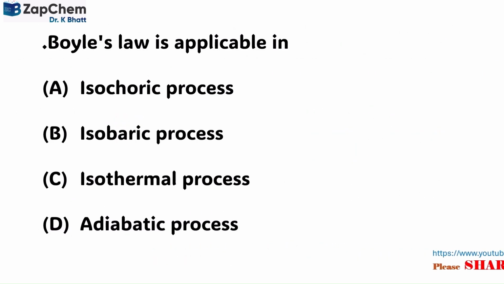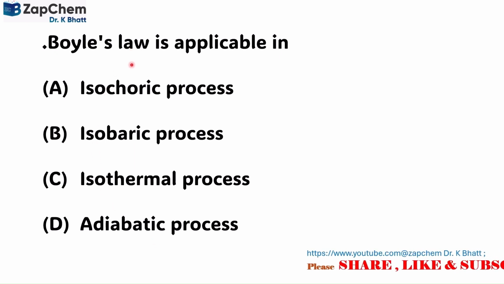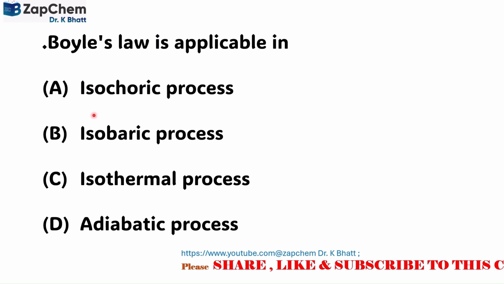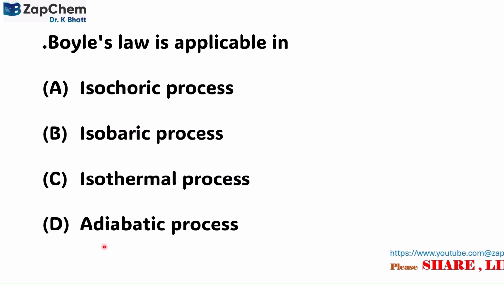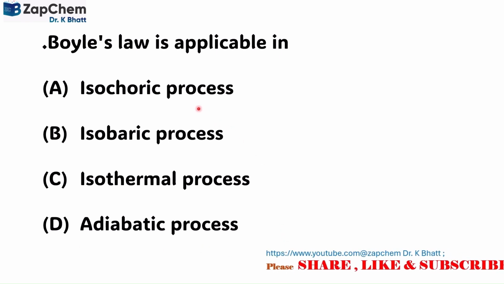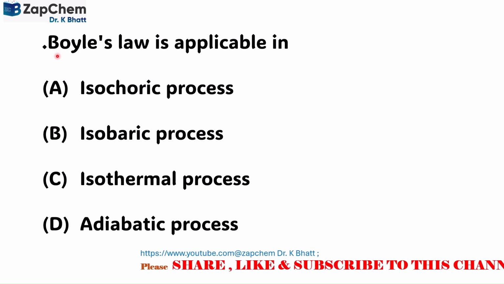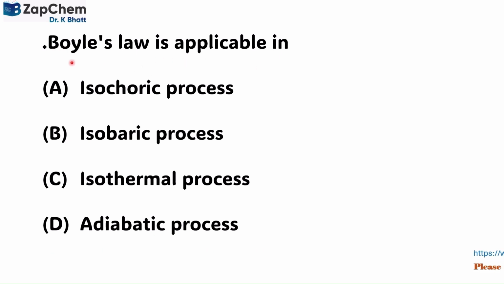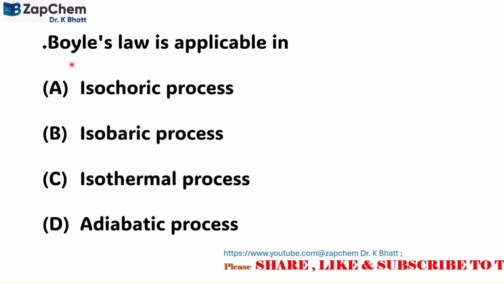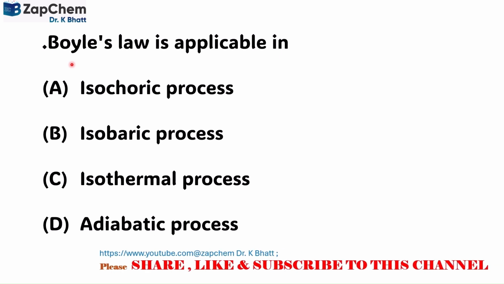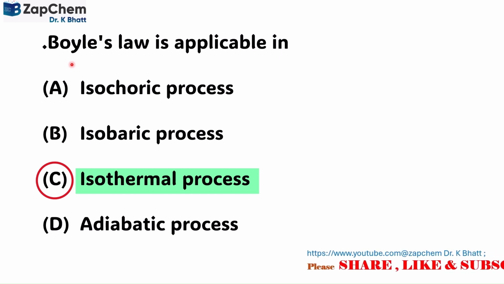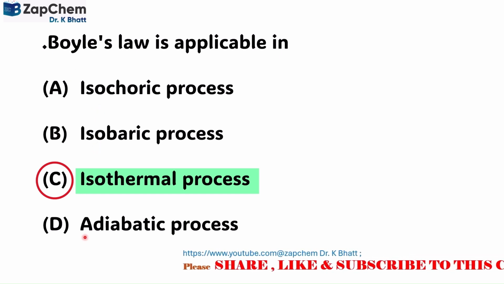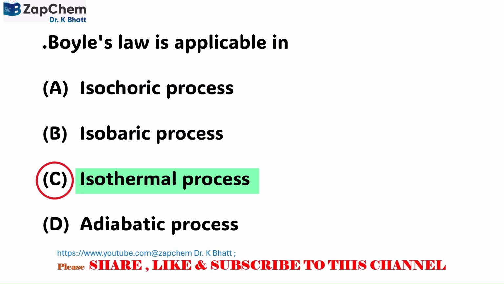The question is very straightforward and it states that Boyle's law is applicable in isochoric process, isobaric process, isothermal process, and adiabatic process. We know what are these different processes. And so far as Boyle's law is concerned, it relates to the theory that when the temperature is constant, that is, it is isothermal process. So the correct option is C, isothermal process. Isochoric and isobaric, even adiabatic, are not applicable over here.